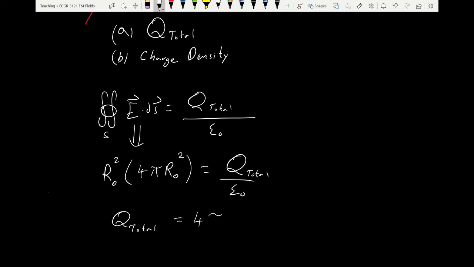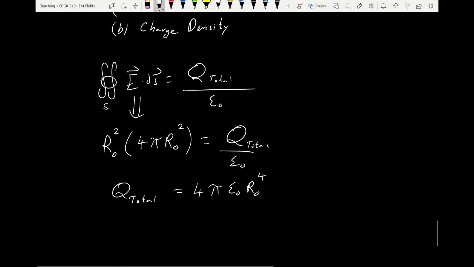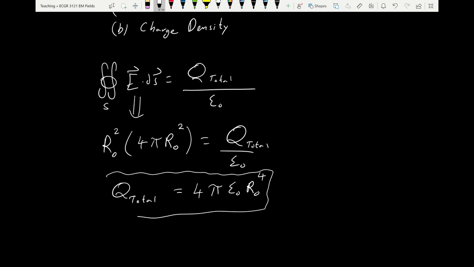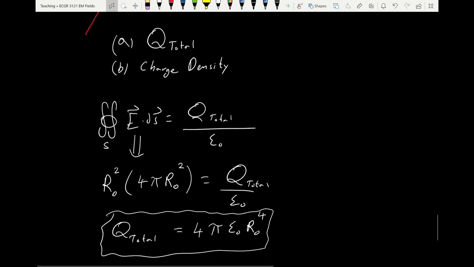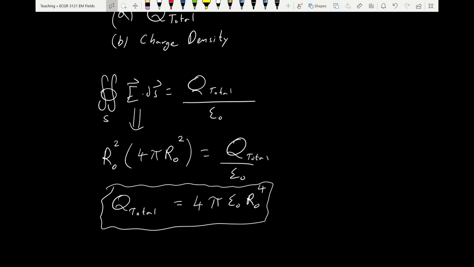equals 4 pi epsilon naught r naught to the power 4. Since r naught is 1 meter, this is just 4 pi epsilon naught, but I'll leave it this way to make it more general. What if the cloud had a radius other than 1 meter? Maybe the cloud had a radius of 2 meters. So we calculated the total charge using inverse Gauss's law.